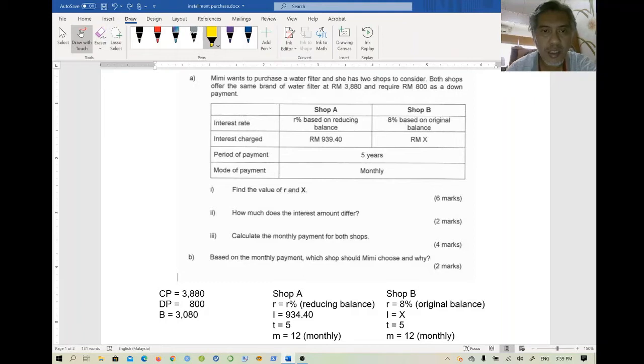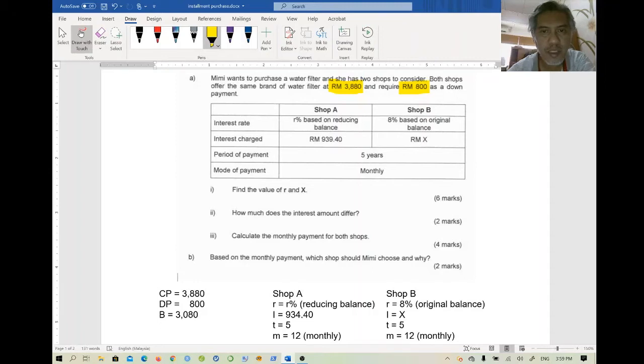The question says Mimi wants to purchase a water filter and she has two shops to consider. Both shops offer the same brand of water filter at a cash price of 3,880 and require RM800 as a down payment. Both shops sell at the same price and require the same down payment. So you have the cash price and the water filter down payment of 800 ringgit.